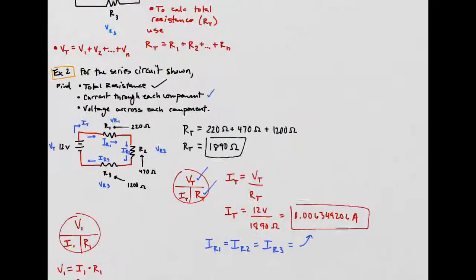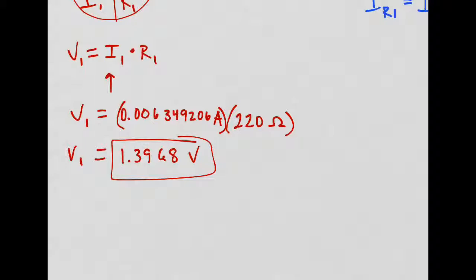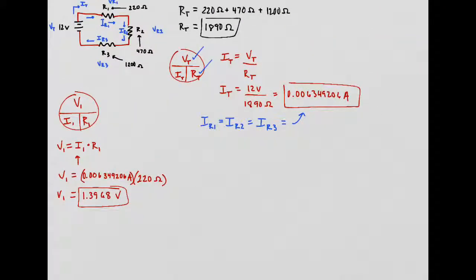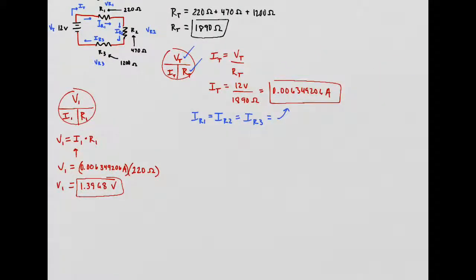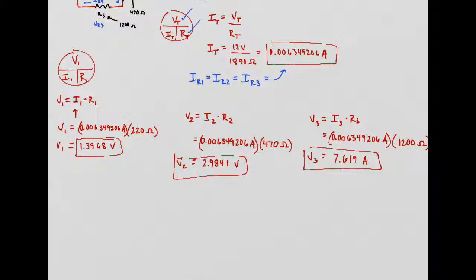And it's asking for voltage across each component. So the voltage drop on the first resistor is 1.3968. That's pretty cool. And you do the rest in the same way. If you want to pause it and figure out the rest, that would be good. Then unpause it, and I'll show all of the answers. So pause it. Try it on your own. And so there we go. There's the answers for that one.